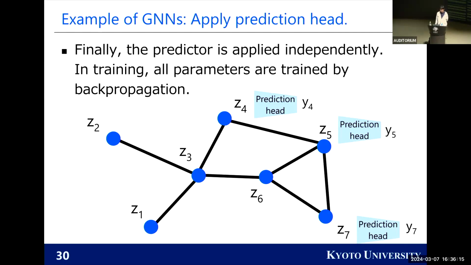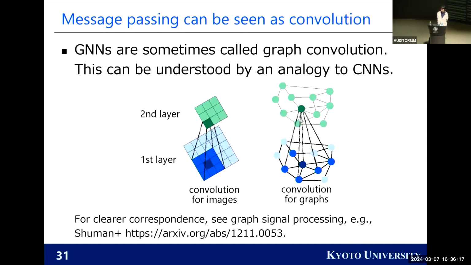So yeah, very simple. Also, it should be noted that GNNs are sometimes called graph convolution. This can be intuitively understood by analogy to images. Convolutional neural networks gather information from the surrounding pixels, and the receptive field is typically rectangular, 3 by 3 or 5 by 5. This is because an image is a very regular grid-shaped graph. By contrast, graphs have very irregular shapes, and we cannot predefine the receptive field.